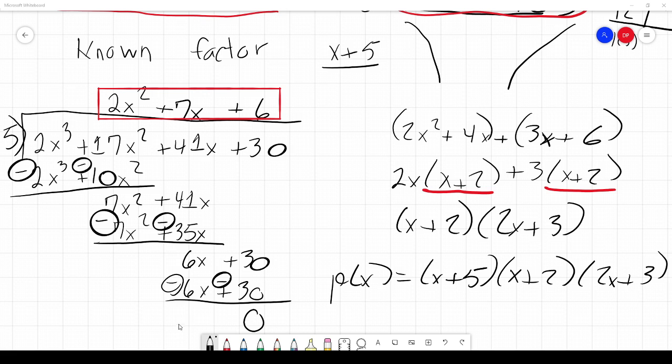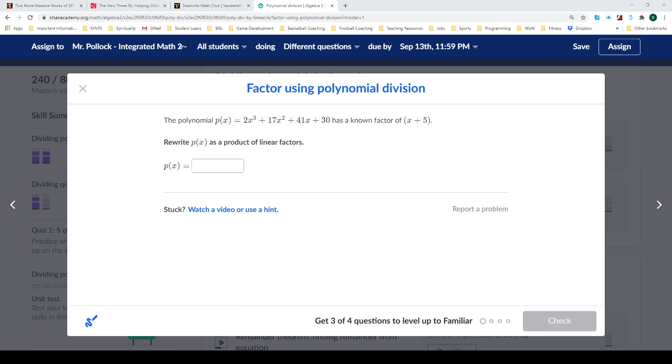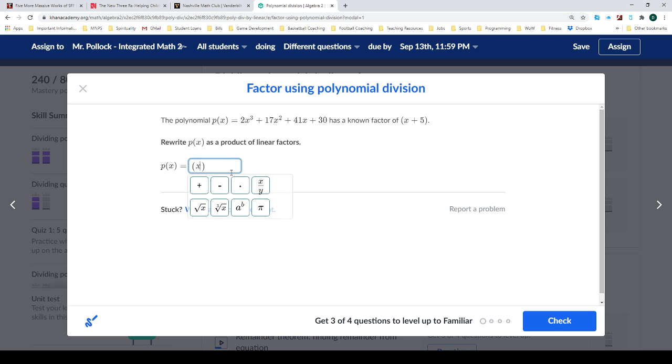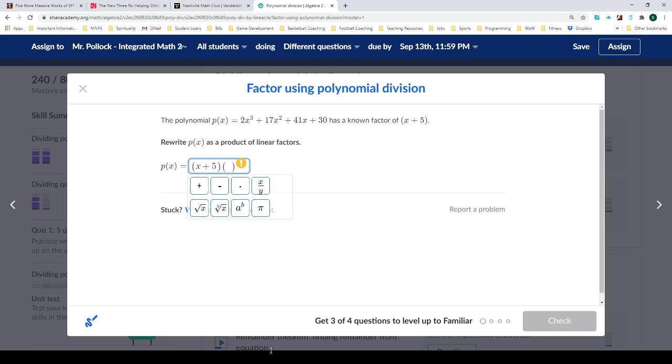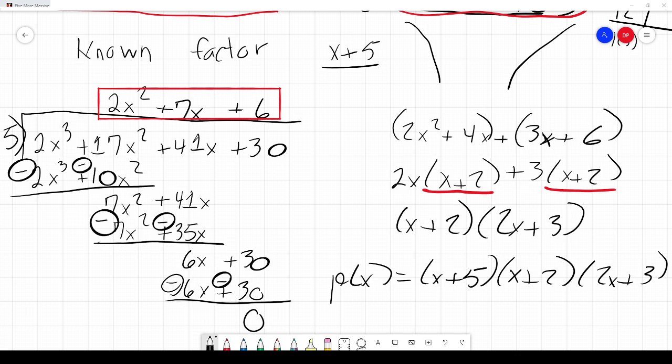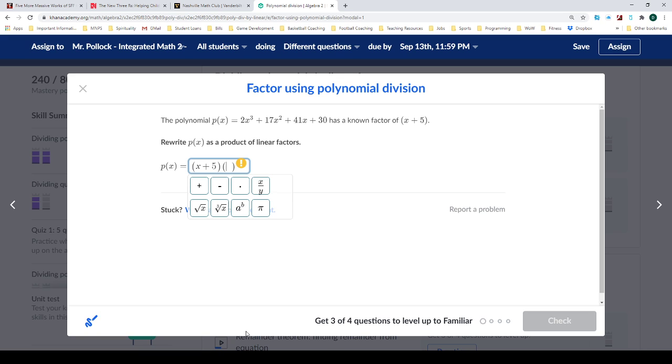So I need to make sure you can see Khan Academy again. Okay. And notice it says as a product of linear factors. So that's why you need to keep going after you did the polynomial long division, because what was left was quadratic. But it says it has to be linear. So it's x plus 2 times 2x plus 3. So x plus 2, 2x plus 3.